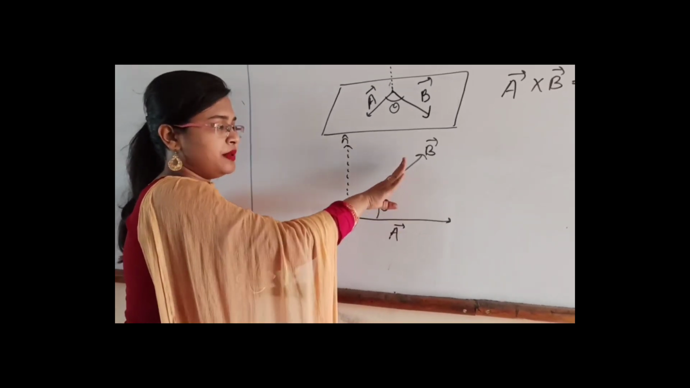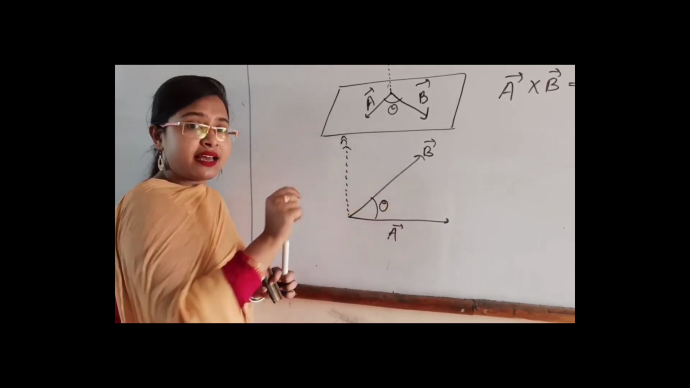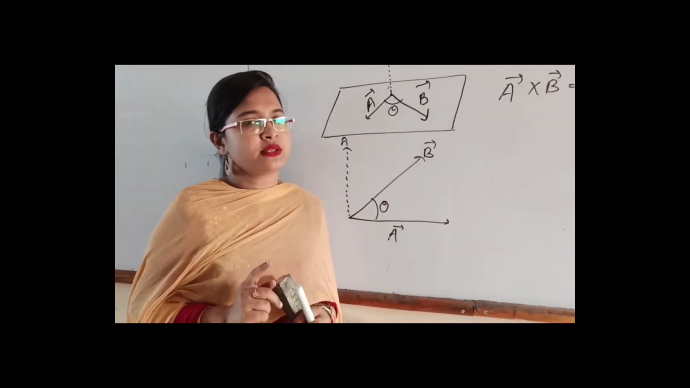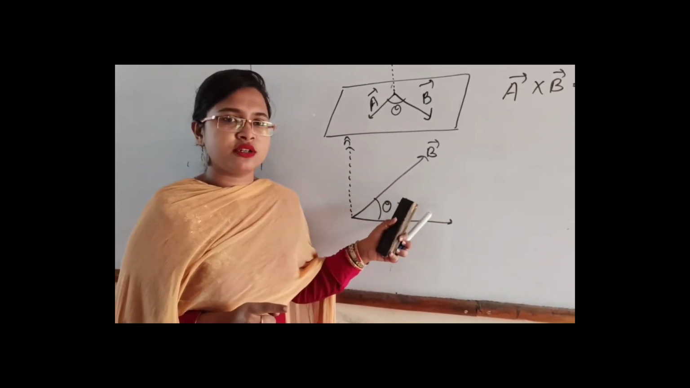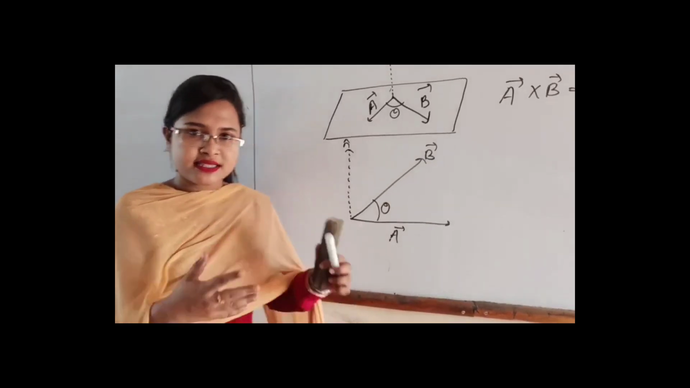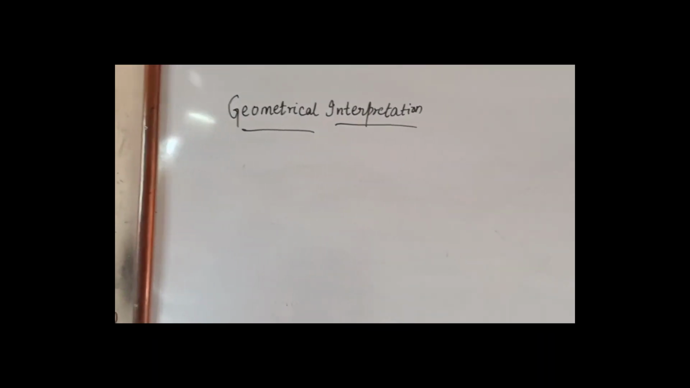What if I want to find B cross A? For B cross A, the direction is inward, and the direction is always perpendicular to the plane containing vector A and vector B. This is very important about the vector product. Let's see the geometrical interpretation of the vector product.